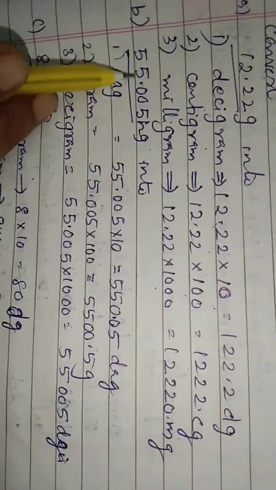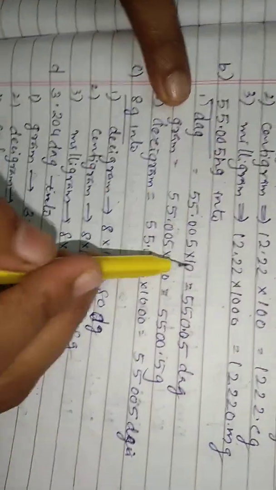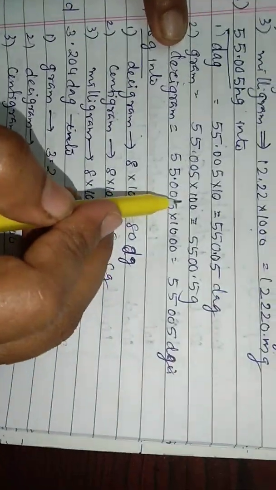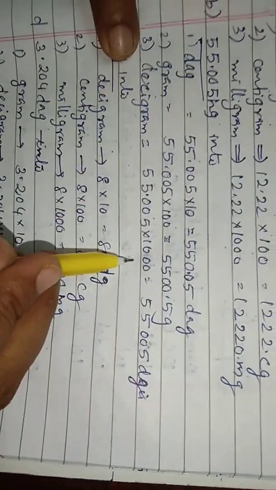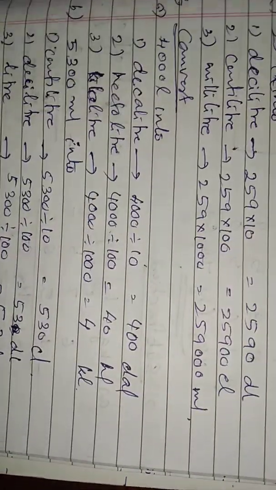Look here, 55.005 hectogram into decagram is multiplied by 10, into gram means multiplying by 100, into decigram, multiplying by 1000. Okay, just like this you have to do the remaining questions yourself.